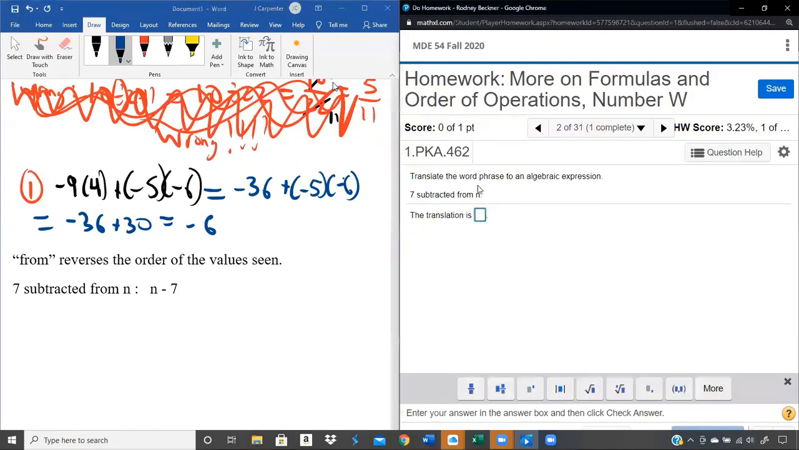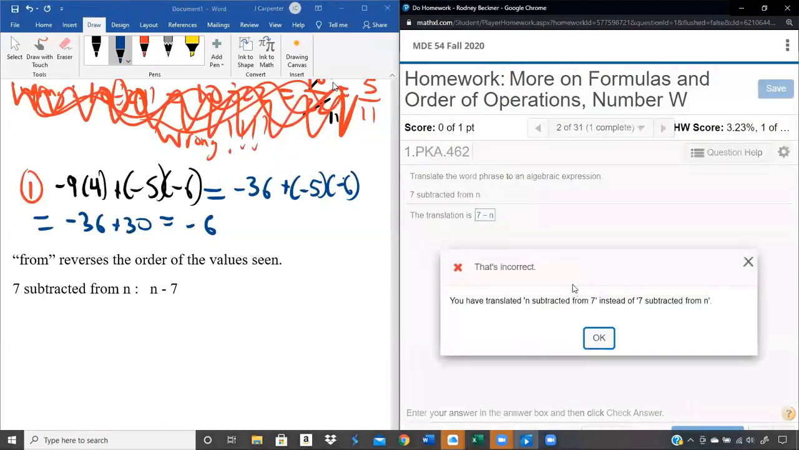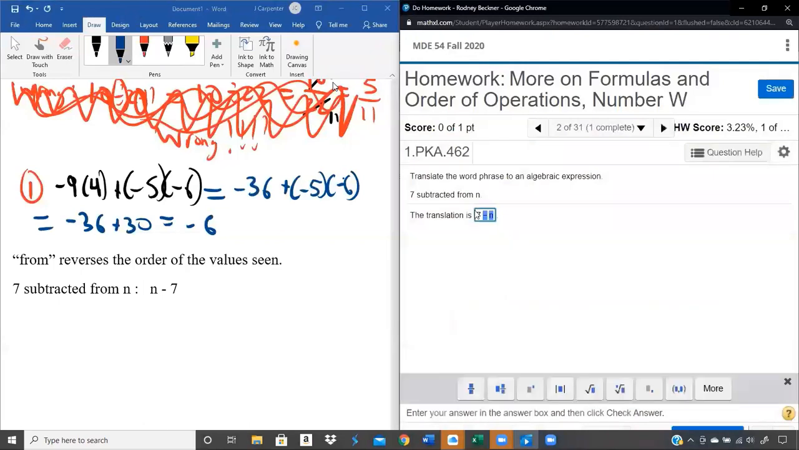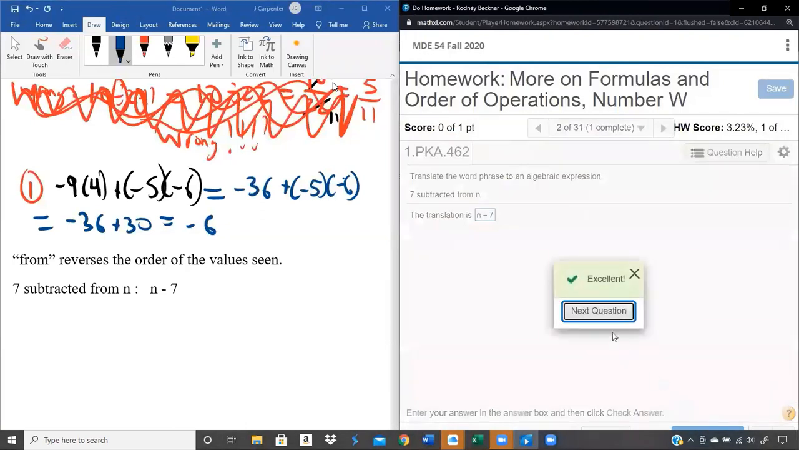So that translation, and we don't have a number here. It's not asking for a numerical answer. It's asking for what is 7 subtracted from n. And if you don't trust me, here's 7 minus n. Let's check the answer. Let's see what it says. You have translated n subtracted from 7 instead of 7 subtracted from n. That's actually a pretty good hint. So it was supposed to be n minus 7. Oops. There we go.